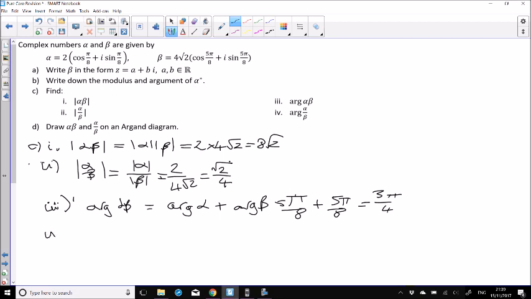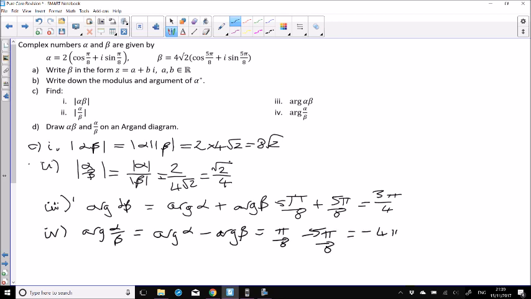And then finally, part 4 wants the argument of alpha divided by beta, and our key fact of that is it's arg alpha minus arg beta, so that's pi over 8 subtract 5 pi over 8, so it's negative 4 pi over 8, or negative a half pi, or pi over 2.